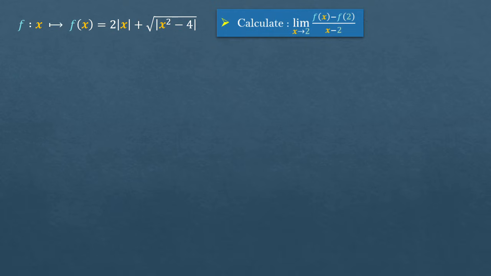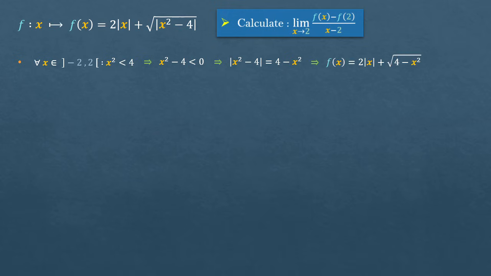Before we start, notice that if the variable x belongs to the open interval minus 2 to 2, the square of x would be strictly lesser than 4, so x squared minus 4 would be strictly lesser than 0, which means that the absolute value of x squared minus 4 would be equal to 4 minus x squared. So in this case, the expression of our function f in terms of the variable x would be f(x) equals 2 times the absolute value of x plus the square root of 4 minus x squared.